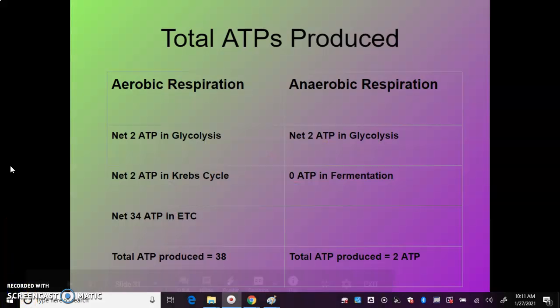If we look at the total ATP production for aerobic respiration versus anaerobic respiration, in aerobic respiration the total ATP produced from one glucose molecule that we start with back in glycolysis will be 38 ATP molecules. Whereas in anaerobic respiration, from the one glucose that we start with in glycolysis, we're only going to be able to produce 2 ATP. So our cells will go through aerobic respiration the majority of the time, and that's much more efficient than anaerobic respiration, because for one glucose it's 38 ATP versus only 2 ATP in anaerobic respiration.